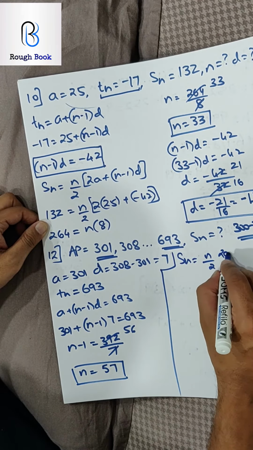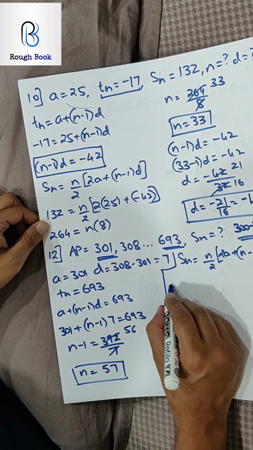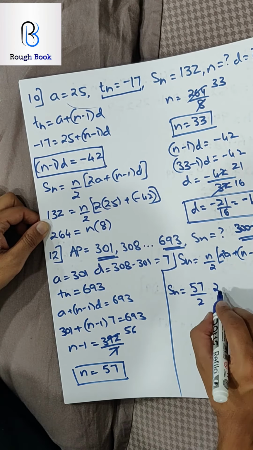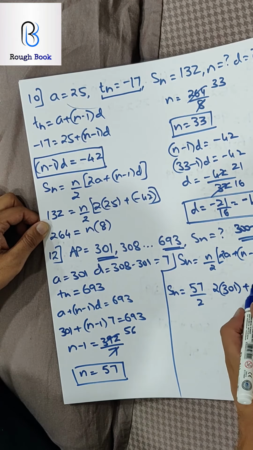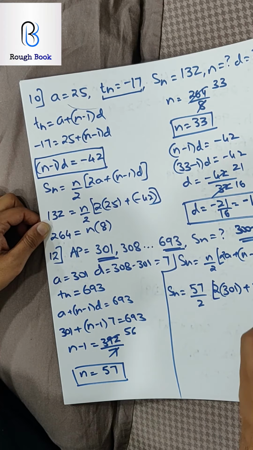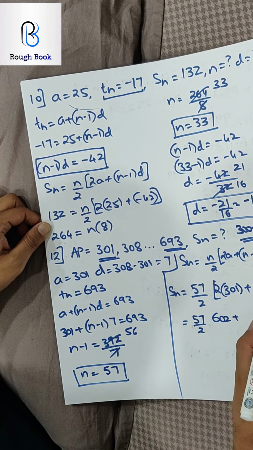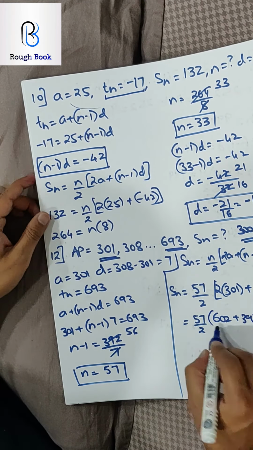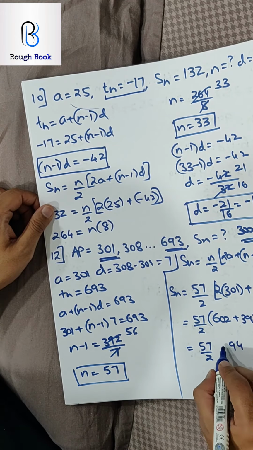So N by 2, 2A, N minus 1 into D. So Sn is unknown. N is 57 by 2. 2 into A is 301. N minus 1, so 57 is the term, so 56 and D is 7. Come on, solve it, get me the final answer. 57 by 2, 602. 7 6s are 42, 39. So add it. 57 by 2, adding these two, 499, is it?